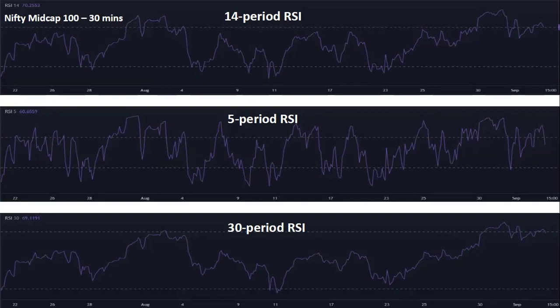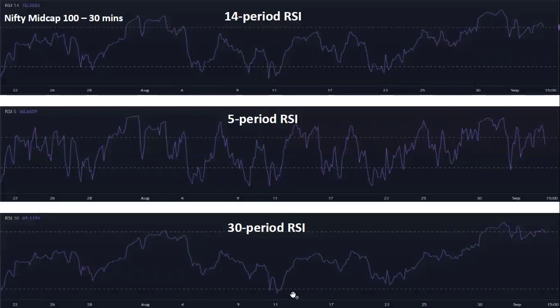So the advantage of using an RSI that is less than 14 periods is that more signals would be generated. But the drawback is that because more signals are generated, there is a possibility of greater number of whipsaws as well. On the other hand, if you look at the 30 period RSI and compare it to the 5 period or to the 14 period, you'll see that it is very less sensitive to price changes.